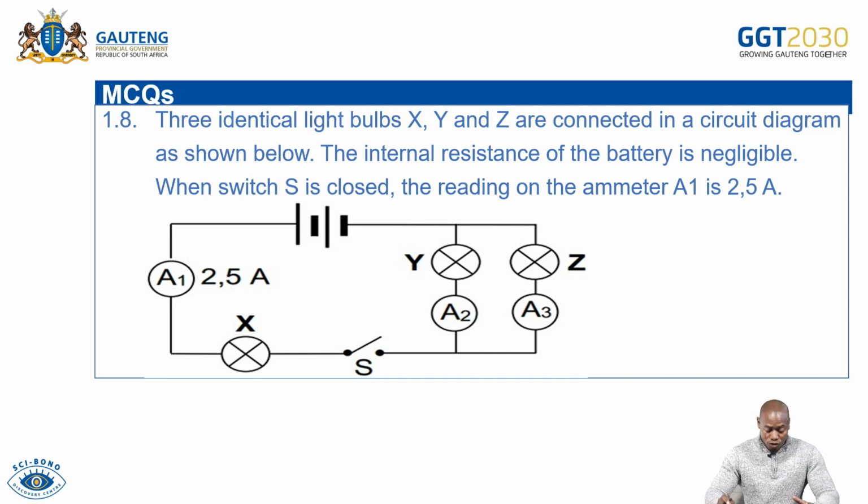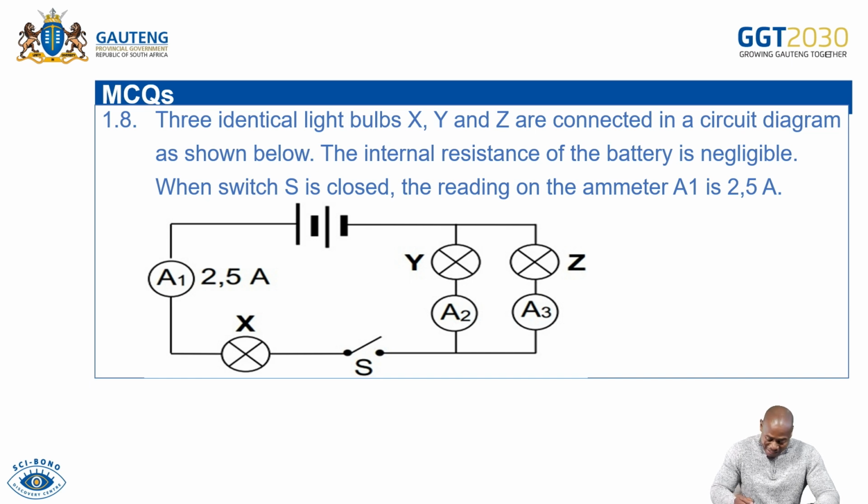So for now, the switch is open. Let's start there. So if the switch is open, you can see where the switch is located. There's only one path for current to do what? To flow. So if the switch is open, it means that there will be no flow of what?